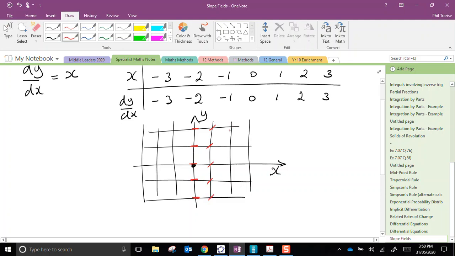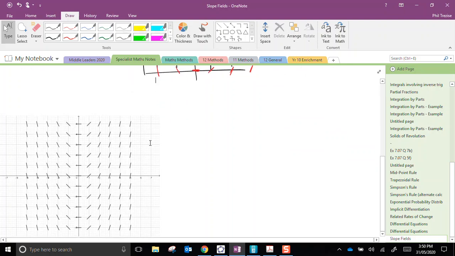When x equals 2, the gradient is 2, so that's somewhat steeper. When x equals 3, it's very steep. -1 over here, -2, so very steep, and -3 would be even steeper. Now that's a very rough, difficult thing to draw. So I prepared one earlier.